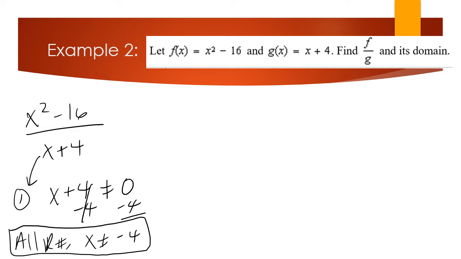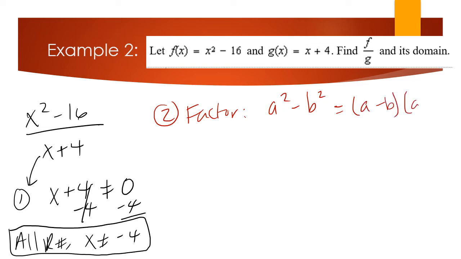All right. Step 2 is to factor. Now this time we're factoring by a different rule. It's not GCF here. We're factoring by difference of two squares. So difference of two squares means when you have two perfect squares being subtracted, they factor out to become the square root of a minus b times the square root of a plus b.